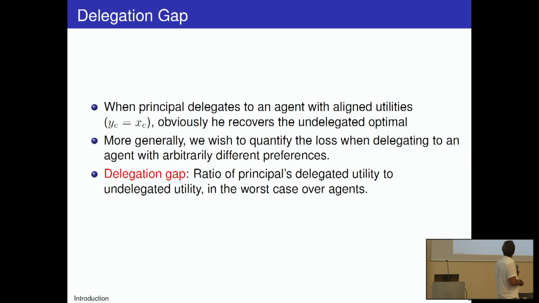So I'm going to study the delegation gap. This is the loss due to delegation. Obviously, if the principal and the agent have the same utilities, there's going to be no gap, right? But we're going to look at what happens when your agent has arbitrarily different preferences. So we're going to take the worst case over agents, and look at the ratio of the principal's utility when they delegate to their utility if they had the expertise to solve the problem on their own.